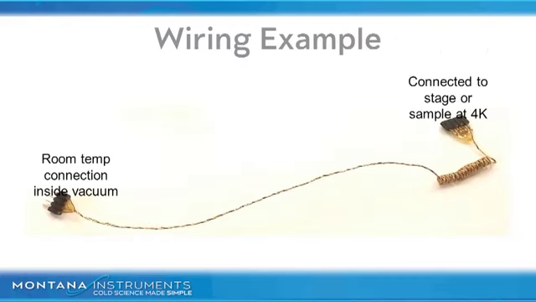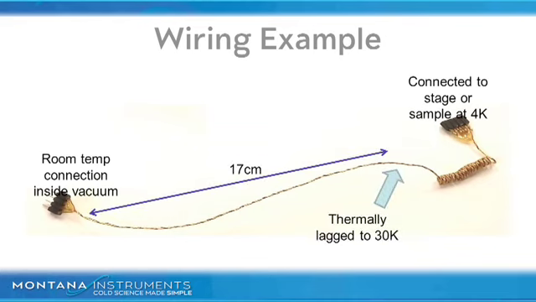Let's look at a practical example of a wiring harness to a piezo. This is phosphor bronze wire with 4 twisted conductors. On the left, the cable will be plugged in the vacuum at room temperature. The connector on the right goes to the piezo. We will have about 17 centimeters of wire to a position where the cable will be thermally lagged to the radiation shield at 30 K. This results in a heat flow that can easily be handled by the first stage of the cryocooler.